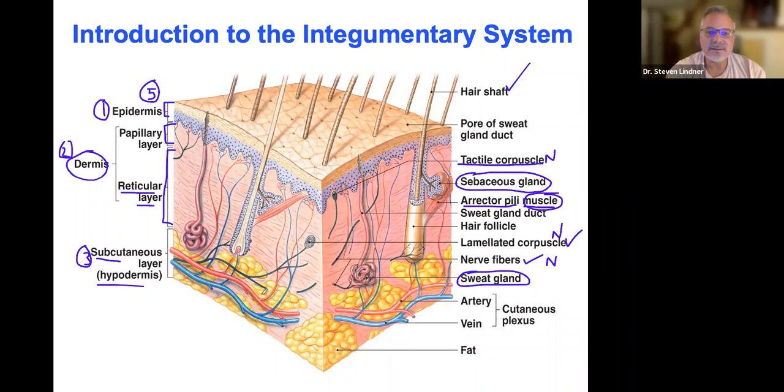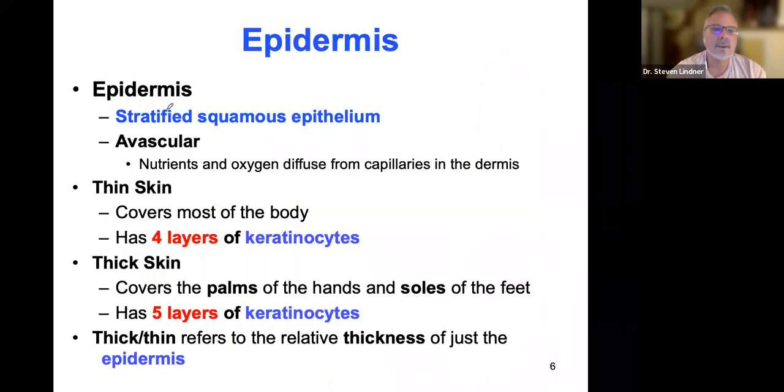We have blood vessels that we can see. We see all these capillaries in blood. Remember, blood is connective tissue. We have fat. That's connective tissue. Arteries, veins, that's connective tissue. All right, so it's really important to understand that the skin is made up of all 4 types of tissue. The epidermis is going to be mostly made up of epithelium. The epidermis is mostly, especially the top layer, stratified squamous epithelium, and it's avascular.